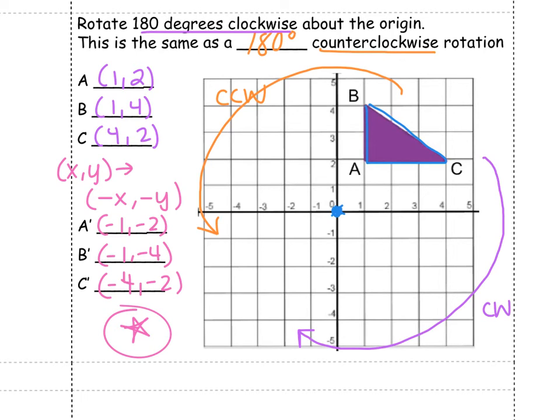A prime is at -1, -2. I didn't go quite down far enough, so I had my points wrong. B prime is -1, -4. C prime is -4, -2. So I relabeled, I redrew, and it is in the correct shape this time. My old one was up a level too high, but that would make it wrong. So now that we had those points to double check with, I know I rotated my triangle properly.